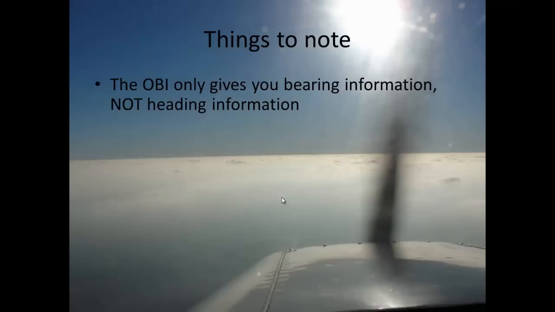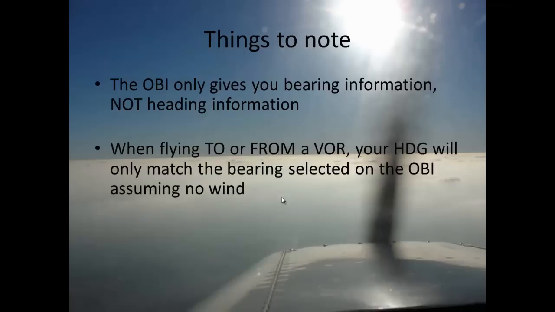The heading that you need to fly to a VOR or from a VOR is purely wind dependent. If there's no wind, then your heading will match the bearing that the OBI states. If you do have a wind of any strength, unless it's extremely light, then your heading will not match the bearing. That's something you need to take into account. Again, in part 2 of my video, I demonstrate that moderately well. Kind of repeating myself here. When flying to or from a VOR, your heading will only match the bearing selected on the OBI, assuming no wind. Sorry to repeat myself, but it is actually very important, as you'll see from part 2.